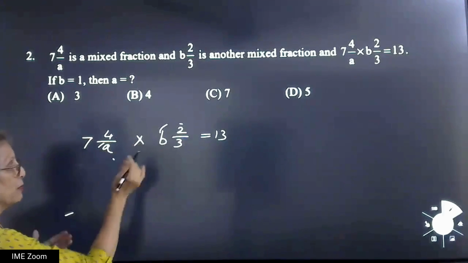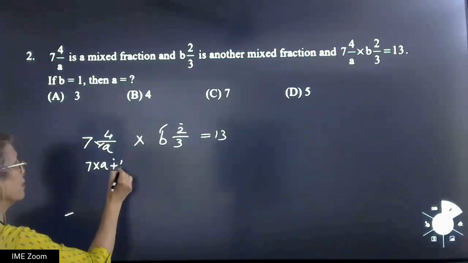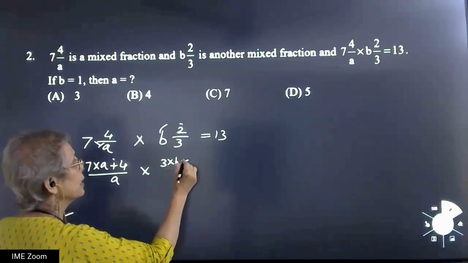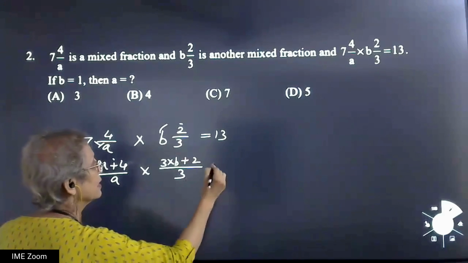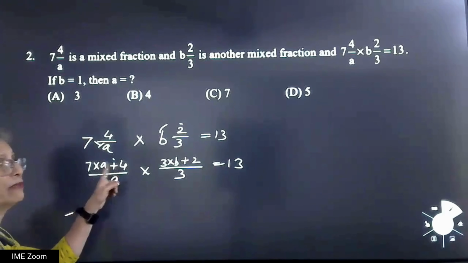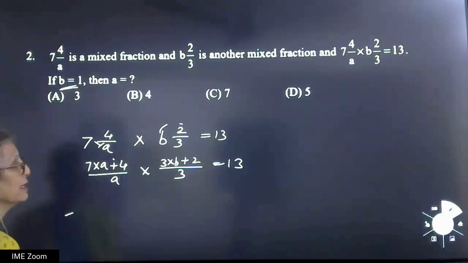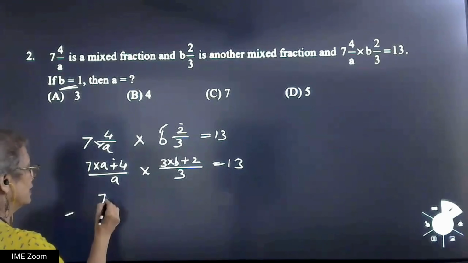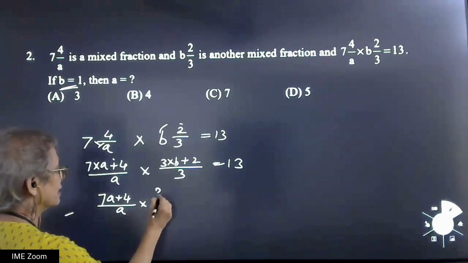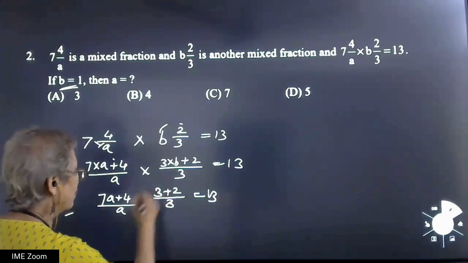Now let us convert them into improper first. What is the method? Multiply these two together. So (7A plus 4) upon A into (3B plus 2) upon 3 is equal to 13. Right? So this cannot be simplified until and unless we know the value of A. But here something is given to us: B is equal to 1. So let us put B is equal to 1. So here it is (7A plus 4) upon A into (3 ones are 3 plus 2) upon 3 equal to 13. So this is 5.